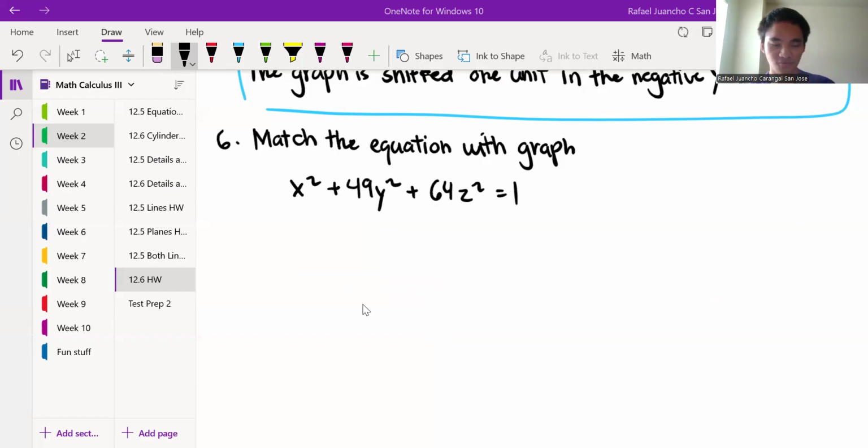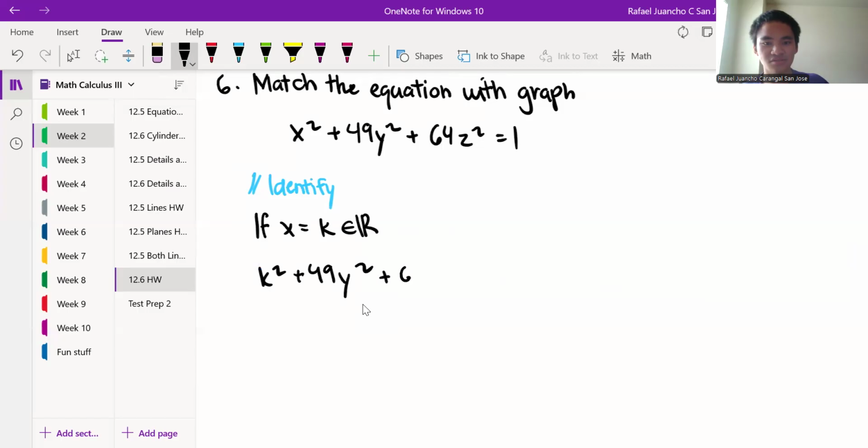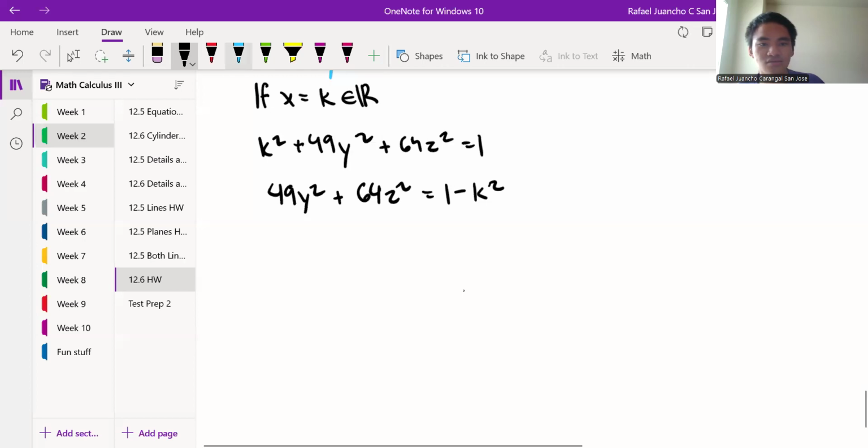So I think a good way to do this is to identify the traces. And that's what we also did in the previous video. And that is if we make x, y, and z into some k value. And that means they're constant, right? So let's quickly do that. So if we say x is some value k, we say k squared plus 49y squared plus 64z squared is equal to 1. We flip that k squared to the other side, so we get 49y squared plus 64z squared equals 1 minus k squared. And this is again just some real number that we don't know. Now we want to focus on what this is. So I'm going to underline it.